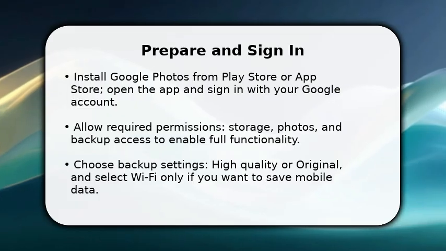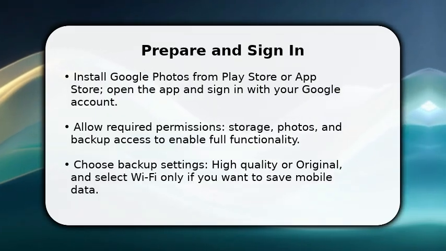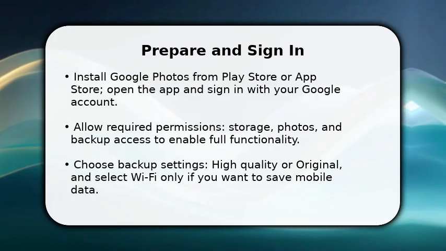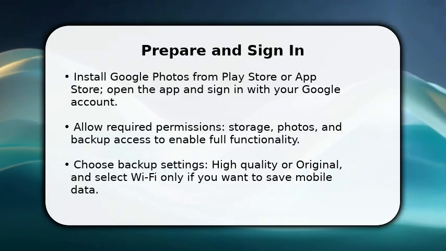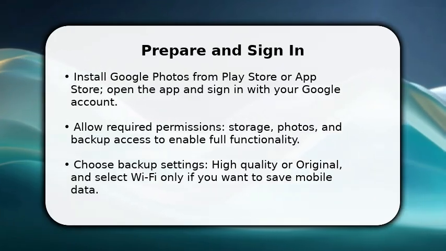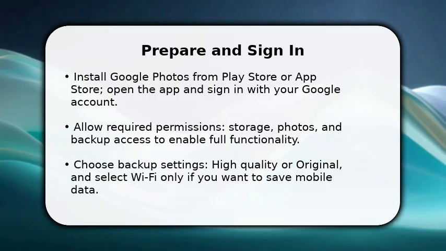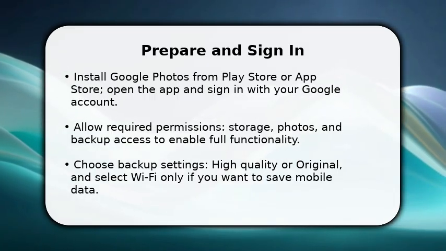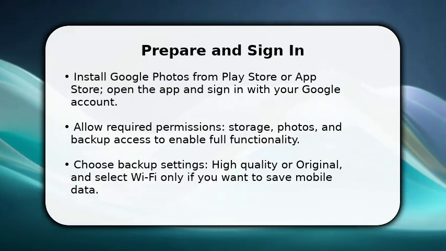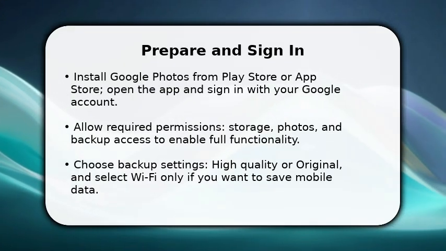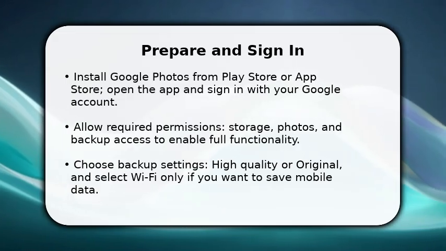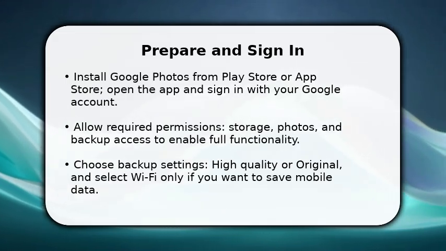You'll start by opening Google Photos and signing into the Google account you want to use. Grant necessary permissions so the app can access and back up your images. Otherwise, upload won't work. Once done, tap Settings, go to Backup and Sync, and choose High Quality or Original depending on storage needs. Make sure to toggle Wi-Fi only if you want to avoid mobile data charges. This gets your library connected and ready for the next steps.